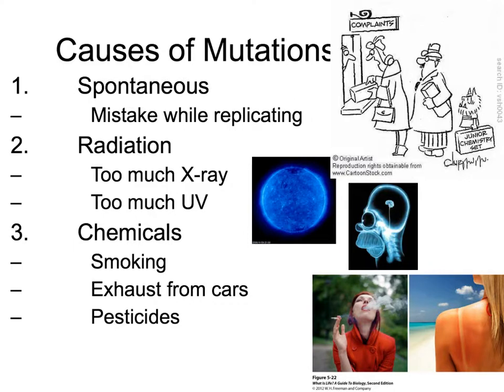There are many kinds of mutations that we can look at. Some of the causes are spontaneous mutations, which are mistakes that occur during replication, radiation, which is when there is too much X-ray or UV damage to the DNA, or chemicals, where chemicals found in things like cigarette smoke, exhaust from cars, pesticides, or other toxins can damage the DNA.